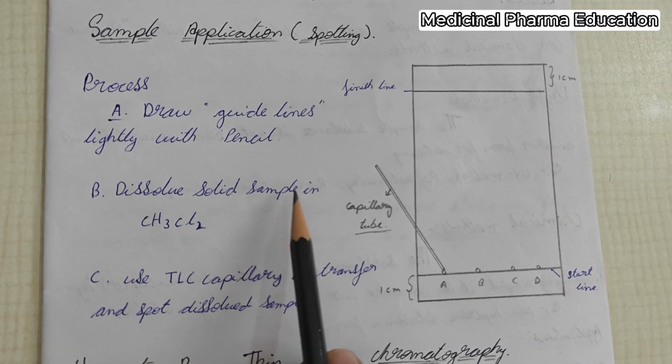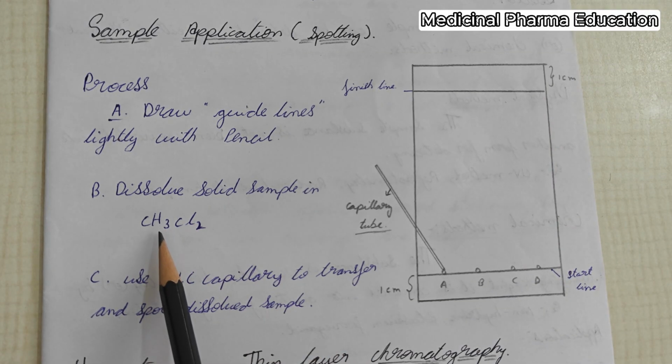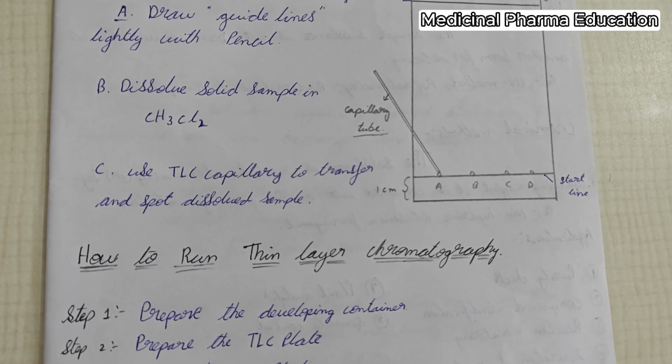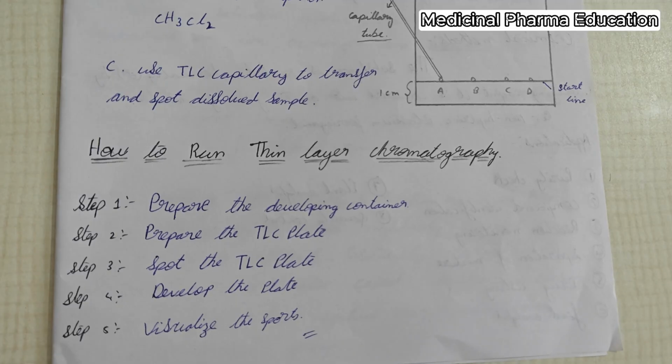Dissolve the solid sample in CH2Cl2. Use a TLC capillary to transfer and spot the dissolved sample. That's the main process of how we do it. I mean, we can write it stepwise also.